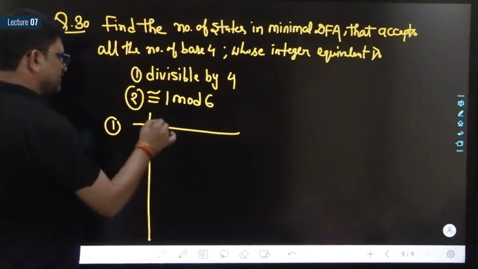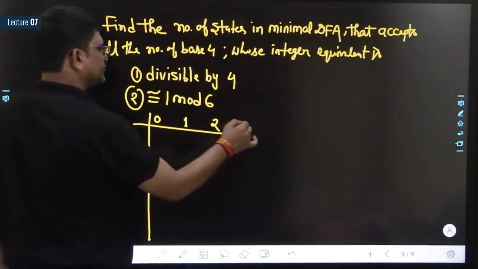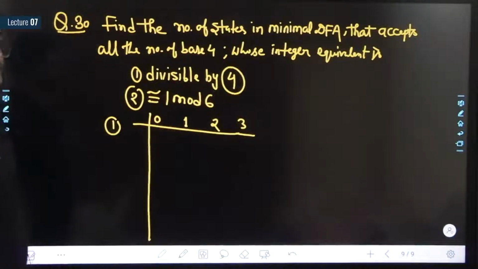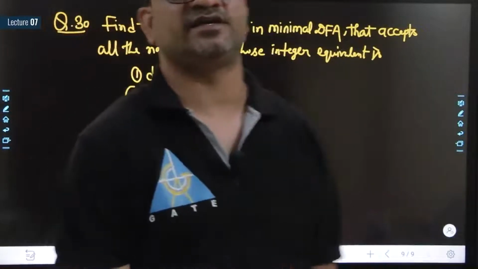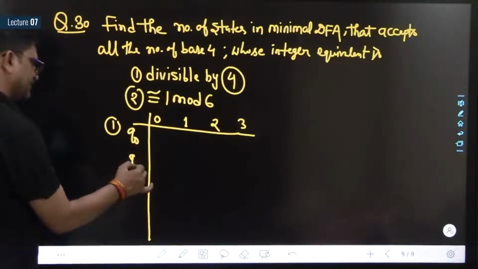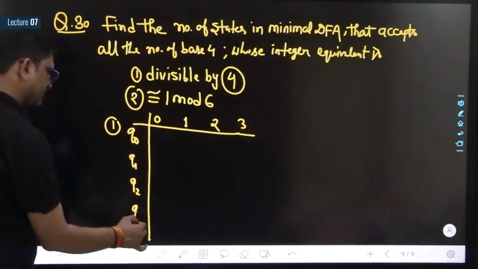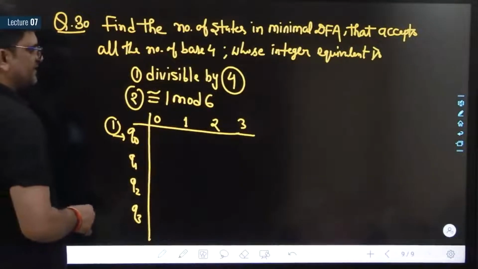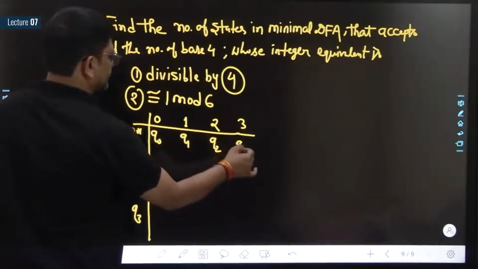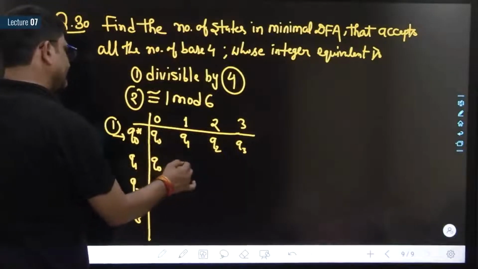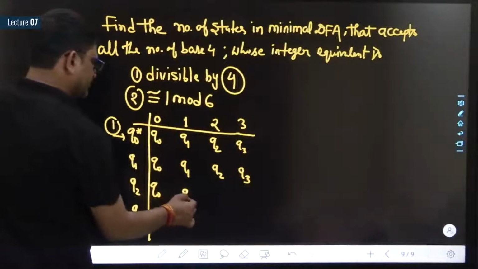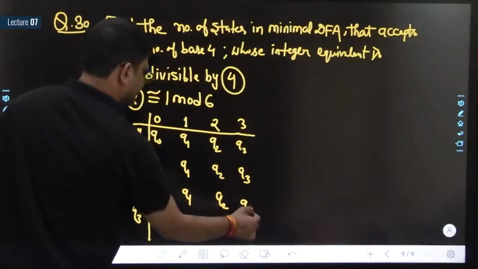What are the input symbols? 0, 1, 2, 3 in base 4. When we divide by 4, how many remainders are possible? 0, 1, 2, 3. 4 remainders are possible. This is initial. Which one is final? This is final. Q0, Q1, Q2, Q3.